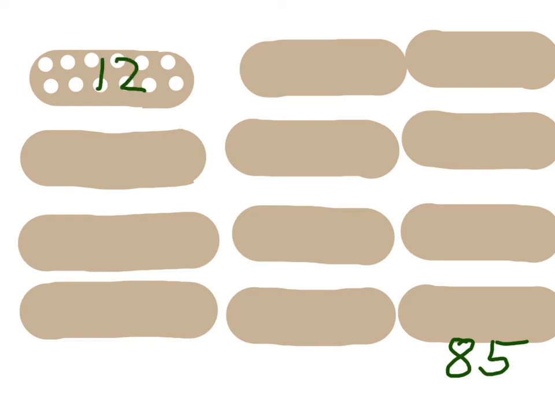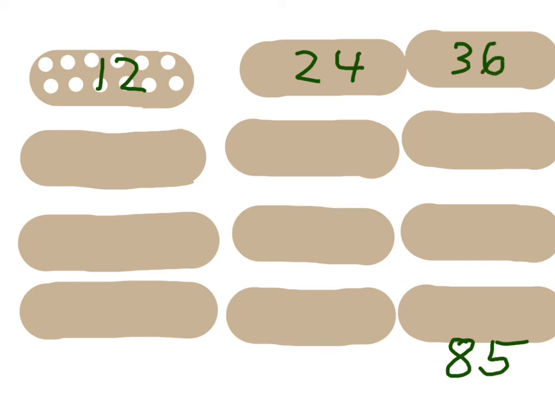So here I've got a bunch of egg cartons, and each one has a dozen eggs, or 12 eggs. And again, we're going for 85 eggs, is the number we're looking to get. So if you're going for 85 eggs, this one would be 12, right? And then 24 and 36.